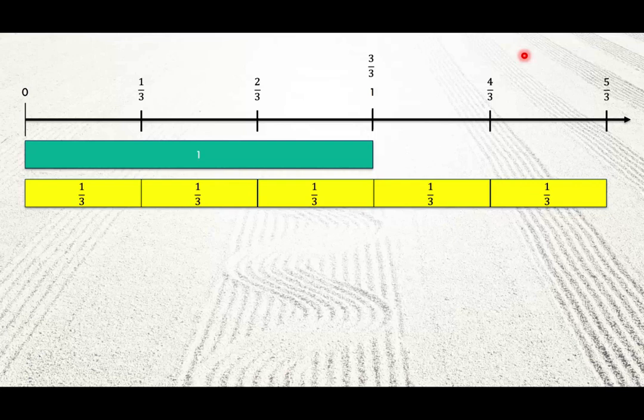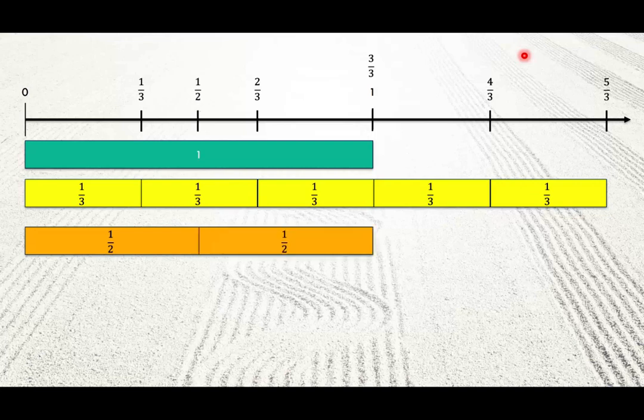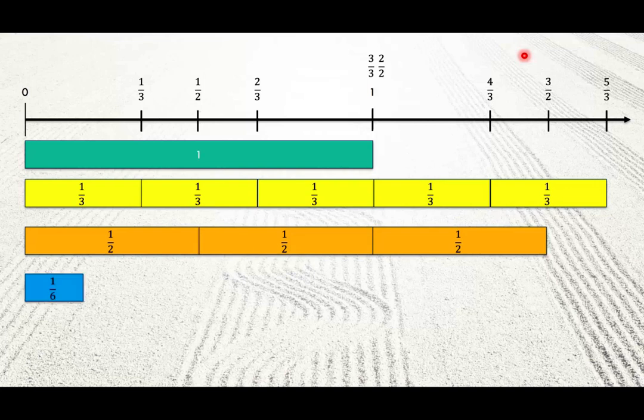tape, using another tape strip to put on the number line. How about this? 1/2 is here. How about 2/2? 2/2 is 1. How about 3? 3/2. How about this? 1/6. Oh, 2/6 is the same location as 1/3.